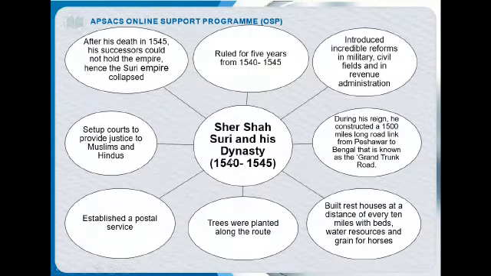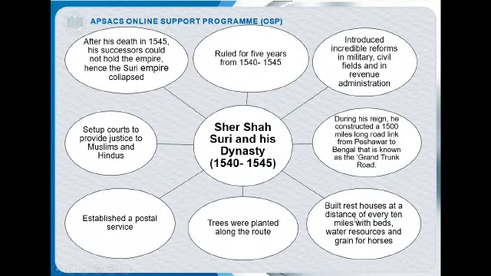Moving towards Sher Shah Suri and his dynasty, he ruled from 1540 to 1545. He actually ruled for 5 years. He introduced incredible reforms in military, civil fields, and in revenue administration. During his reign, he constructed a 1500 miles long road link from Peshawar to Bengal that is known as the GT Road or Grand Trunk Road.